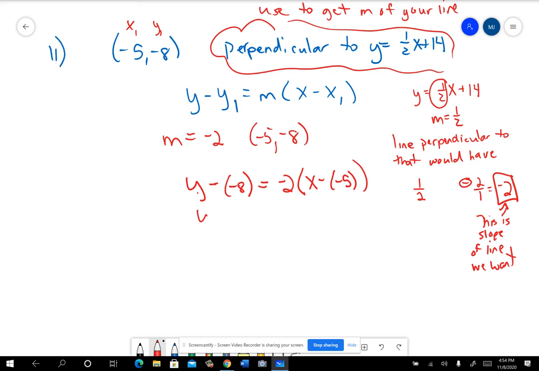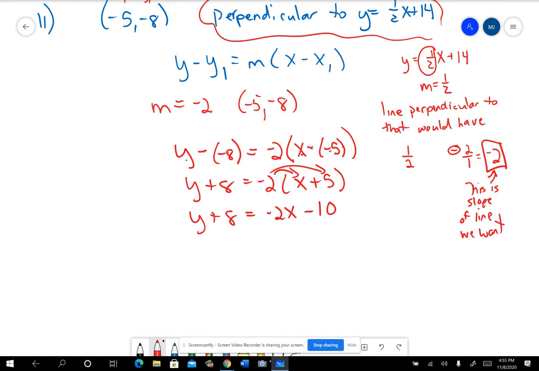Y minus -8 is y plus 8. X minus -5 would be x plus 5. So now I'm just cleaning it up and getting it into slope-intercept form. I'm going to distribute. Okay. And then I'm going to move the 8 out of the way. And I have my answer. Y equals -2x minus 18.